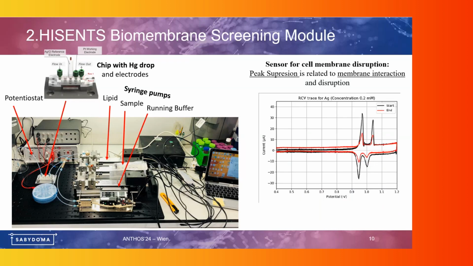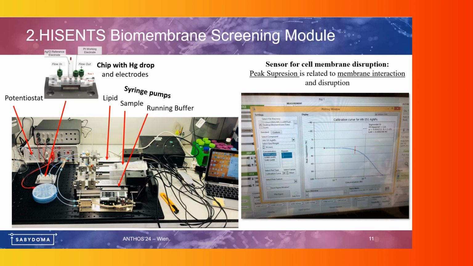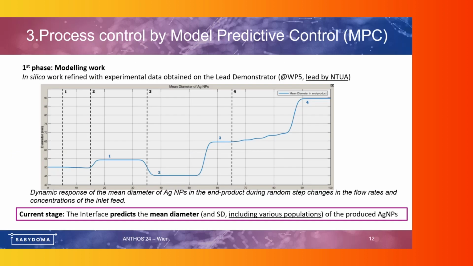And then it relates the peak suppression to the membrane interaction and disruption. And then this goes to the post-treatment of the data to end up with a limit of detection, when they can detect whether there's a disruption or not. And the third leg is the process control itself. And this has been presented by Athanasios already, to link the UBBs to a size.